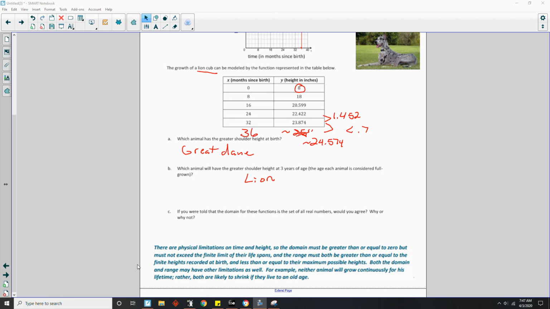And let's see, it says, and the range must both be greater than or equal to the finite heights recorded at birth, and less than or equal to their maximum possible heights. Both the domain and range may have other limitations as well. For example, neither animal will grow continuously for its lifetime. Rather, both are likely to shrink if they live to an old age.